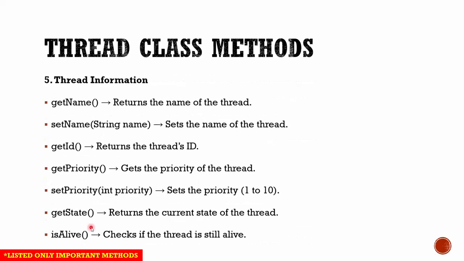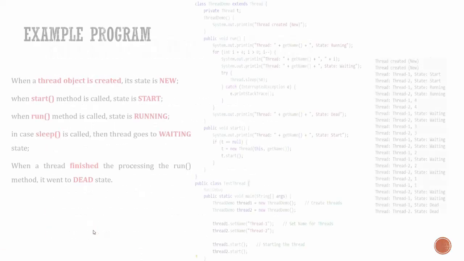And then, if you want to know about the thread, you can make use of getName to return the name of the thread, setName to set the name, getId to return the thread ID, getPriority, which gives the current priority of my thread. You can even set some priority, and you can know the status of the thread using the getState function, and you can check whether my thread is alive or not using the isAlive function.